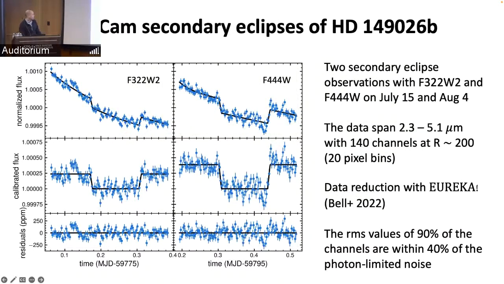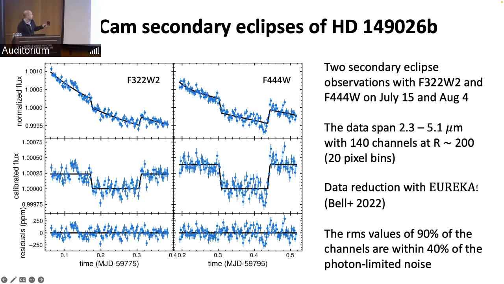So our secondary eclipse observations were carried out just a few weeks after the Cycle 1 science program began. We did 2 secondary eclipse observations with NIRCam. Using these 2 filters in the NIRCam grism, we can get spectra between 2.3 and 5.1 microns. We break these data up into about 140 spectroscopic channels, giving a resolving power of about 200. This is pretty coarse binning, but sufficient for our purposes here, and allows us to control the systematics better.